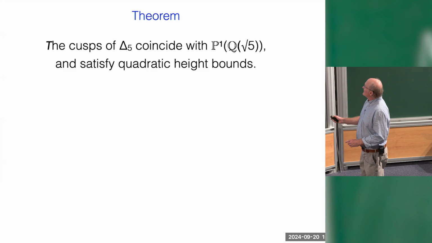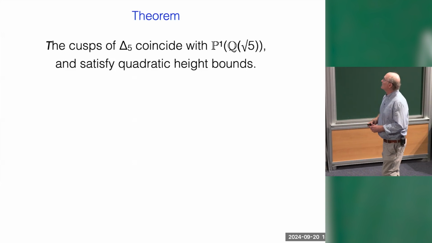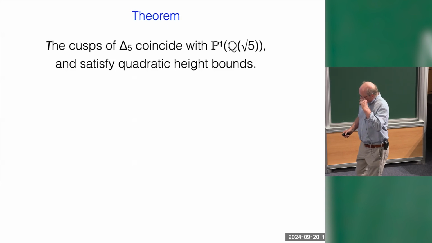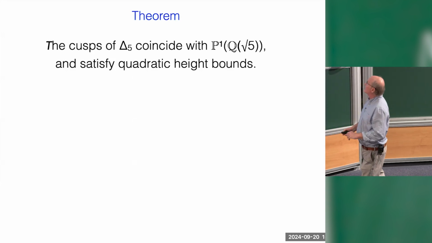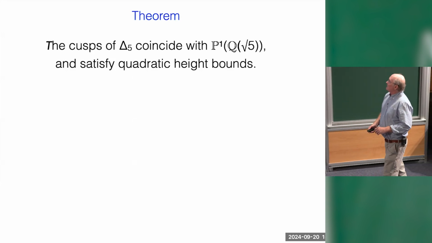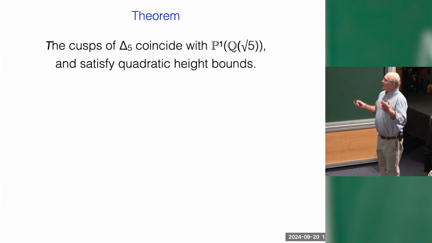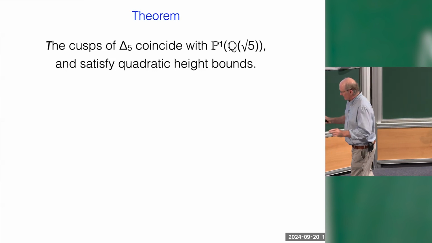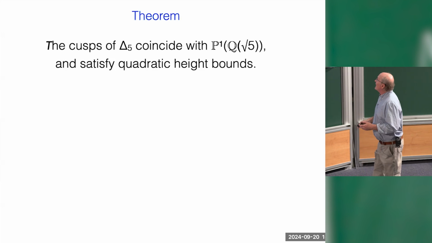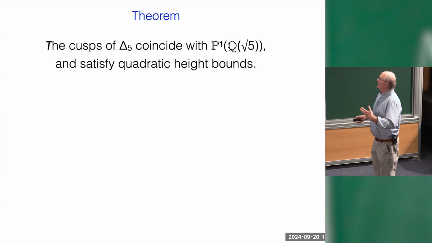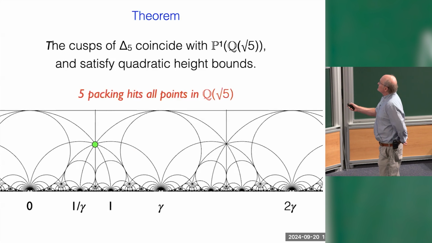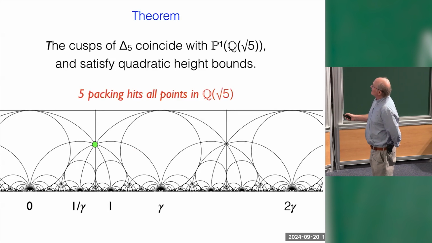So the first statement is the cusps of this triangle group coincide with everything they could possibly be. They're just Q adjoin root 5 union the point at infinity. And even better, these cusps satisfy what I'll call quadratic height bounds, which has something to do with the group. And rather than define that, we'll see in corollaries of this theorem what it means. So let me just describe what this theorem says geometrically.